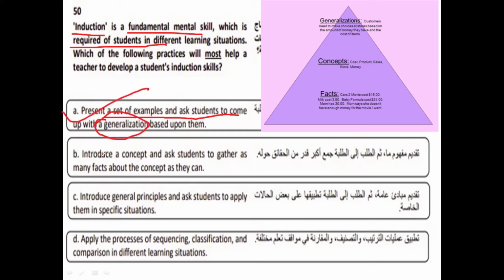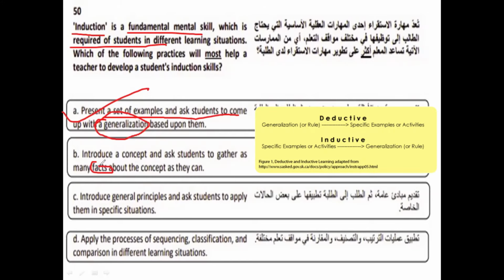Second thing, introduce a concept and ask students to gather the facts. As you know, the fact is the last. That means conclusion. Generalization, concepts and facts. So facts are conclusion. Induction is not to reach a conclusion, but from conclusion to reach generalization. Introduce a general principle and ask students to reach a specific conclusion. Again, general to specific. This is what we call deductive reasoning.